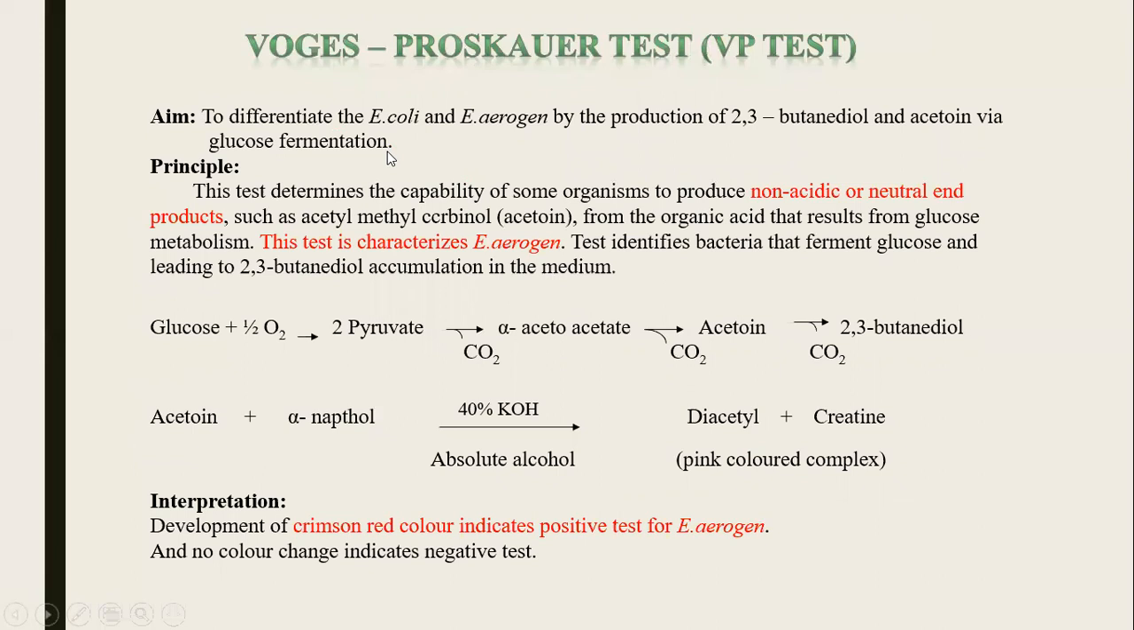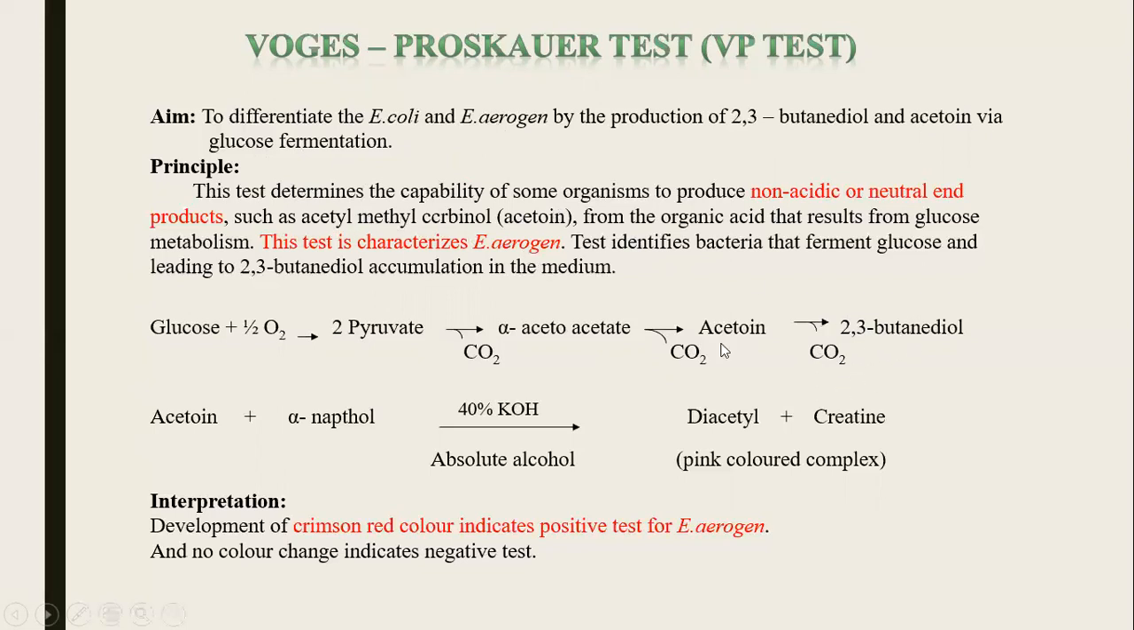And the Voges-Proskauer test is to differentiate Escherichia coli and Enterobacter aerogenes by the production of 2,3-butanediol and acetoin via the glucose fermentation process. So when these organisms are inoculated in glucose medium, if they are able to produce acetyl methyl carbinol, they produce 2,3-butanediol.